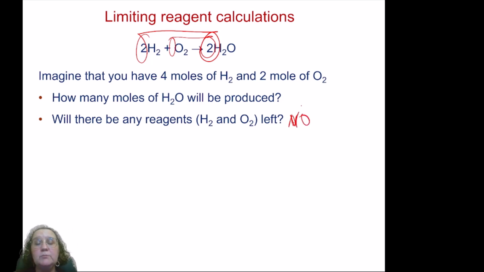How many moles of water would it produce? Well, the same number of moles of hydrogen you've got, which is 4. Or if you want to look at it with respect to the oxygen, double the number of moles of oxygen you've got, which again gives you 4. So you will produce 4 moles of water and nothing will be left over of the reagents.